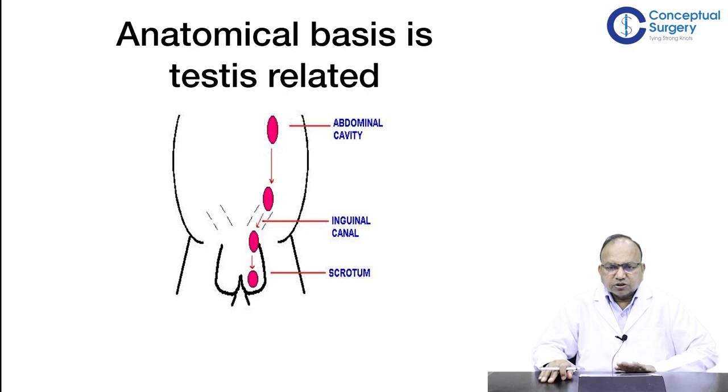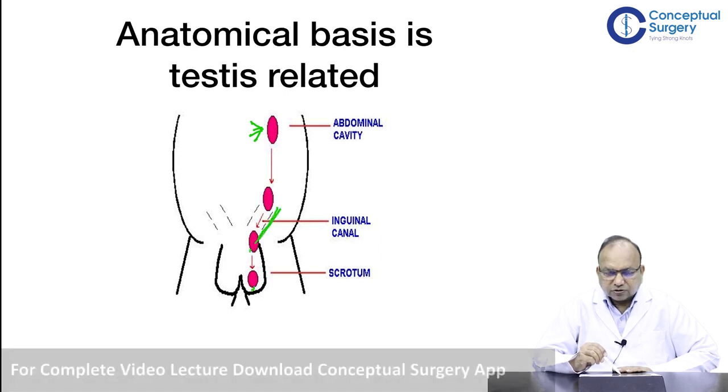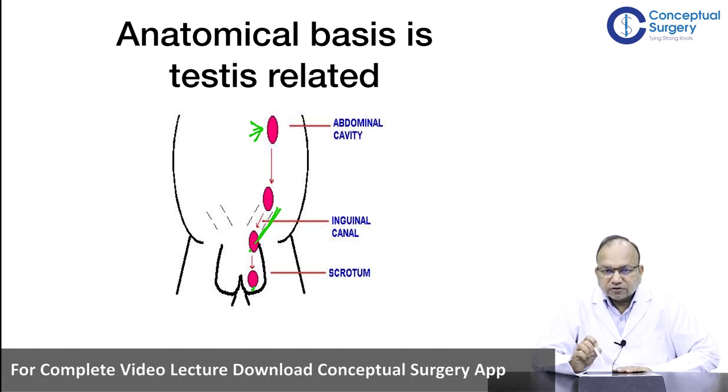Now, the anatomical basis of all these inguinoscrotal swellings is related to the descent of the testis. If you remember your embryology, the testis in the intraembryonic period develops inside the abdominal cavity along the posterior abdominal wall along the mesonephric ridge. And from there, it descends down first inside the abdomen, then through the inguinal canal, and then into the scrotum. So the testis has three phases of descent.